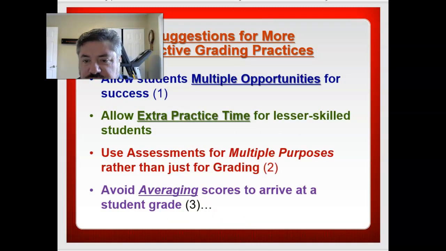Here's some additional suggestions for effective grading practices. Remember, allow students multiple opportunities for success. Consider those ideas such as standards-based and mastery-based grading approaches we talked about earlier in this lecture. Allow some extra time for skill development and practice, especially for your lesser skilled students.